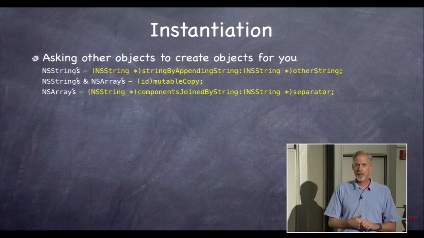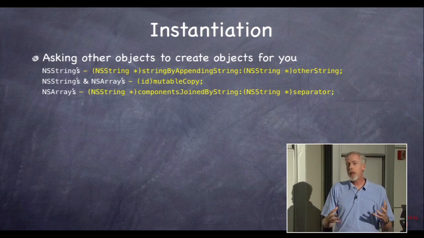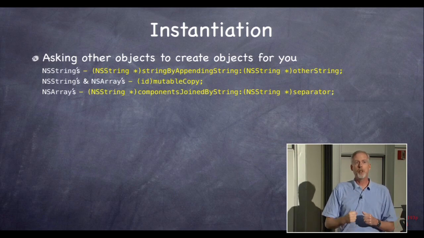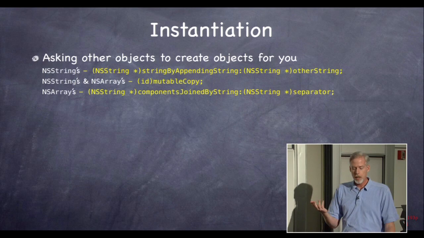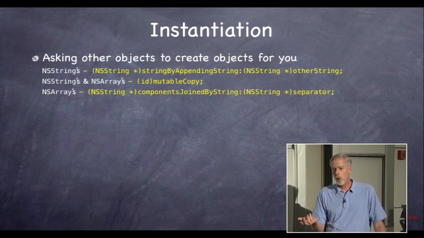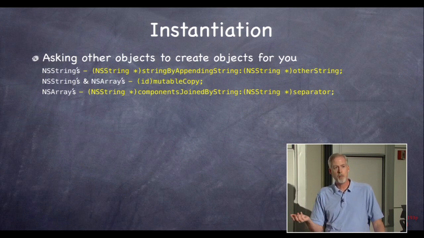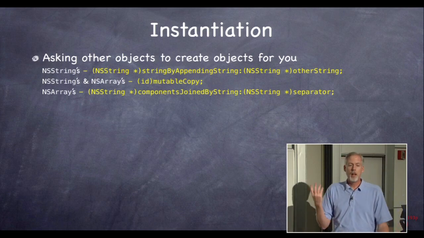Okay, instantiation, so creating objects. This is what we're talking about here, and I promised I'd talk about this. One of the best ways to get an object is to ask another object to give you one. We've already done this. We did string by appending string. We asked a string, please make a new string that is yourself with this other thing appended onto it and give it back to me. So we asked a string to create a new string for us.